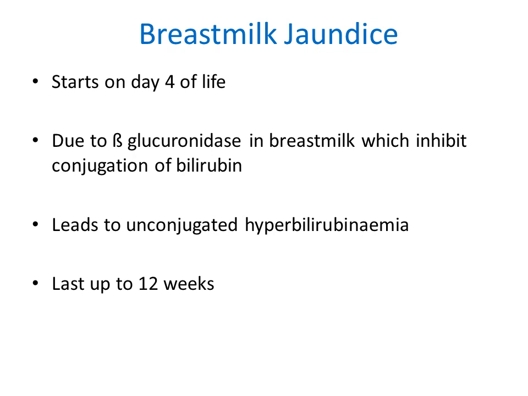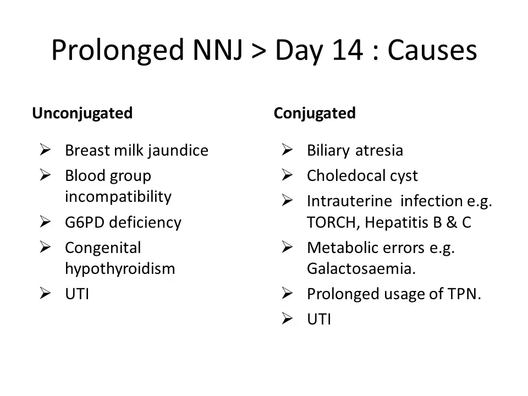Breast milk jaundice can in fact last up to 12 weeks of life, and is the commonest cause of prolonged neonatal jaundice, which will be discussed later. Causes of prolonged neonatal jaundice can be divided into unconjugated and conjugated hyperbilirubinemia. The unconjugated causes include breast milk jaundice, blood group incompatibility, G6PD deficiency, congenital hypothyroidism, and urinary tract infection.